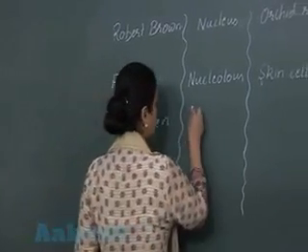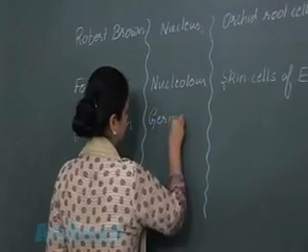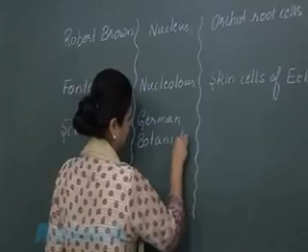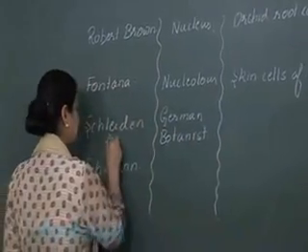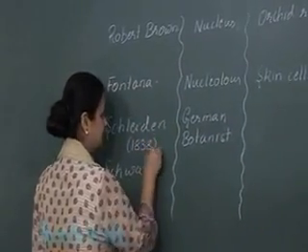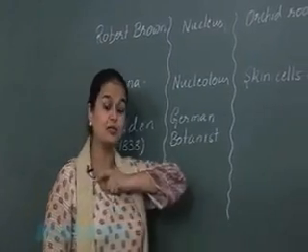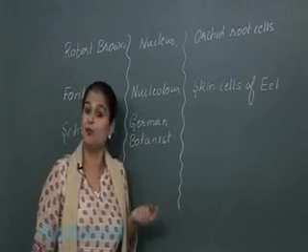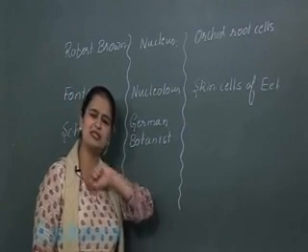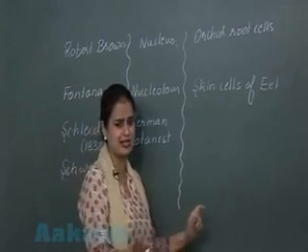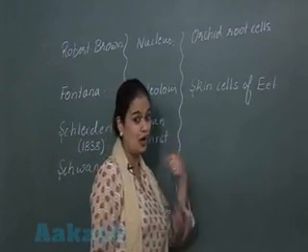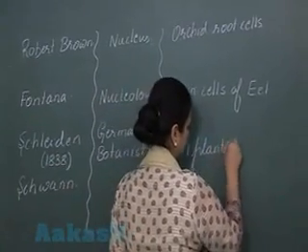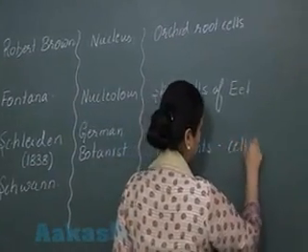Schleiden was a German botanist. And in the year 1838, he stated that all plants are composed of one or more than one cells. So he examined several plant tissues. After examining these plant tissues, he stated that all plants are made up of one or more than one cells.